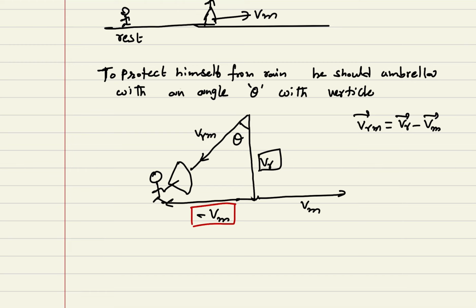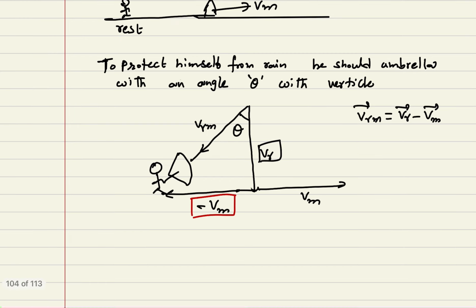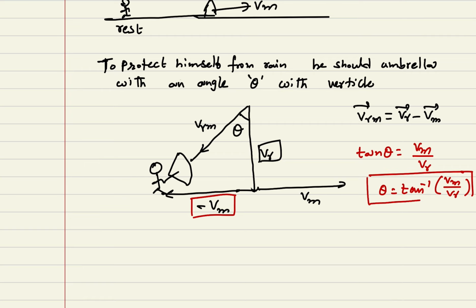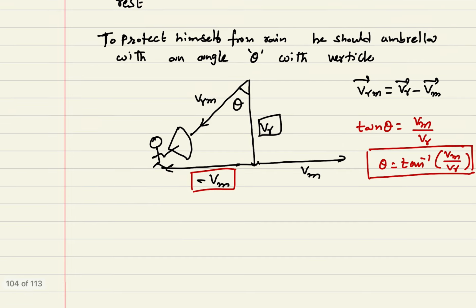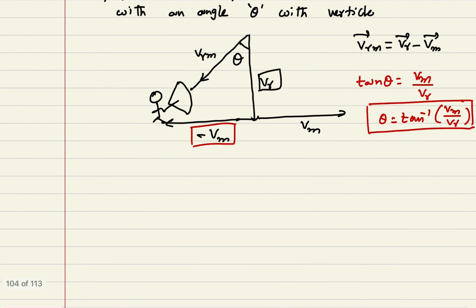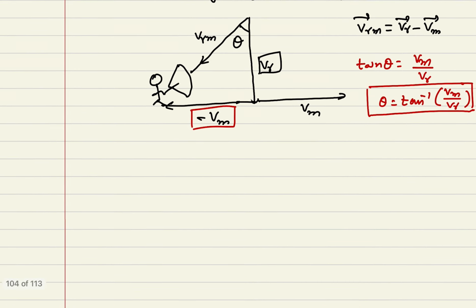Now you can see velocity of rain is positive, velocity of man is negative. From this we can say that tan theta is equal to Vm divided by Vr. So theta is equal to tan inverse of Vm divided by Vr. This is the angle at which he should hold the umbrella to protect himself from the rain.